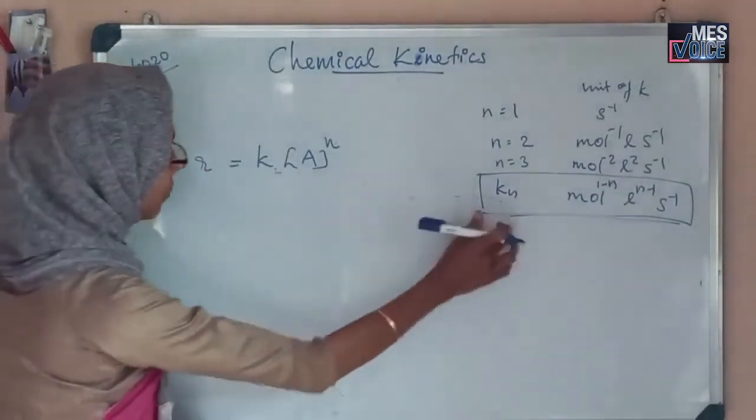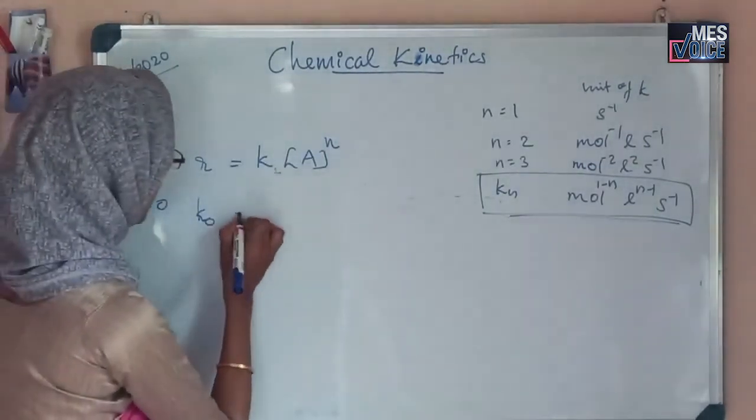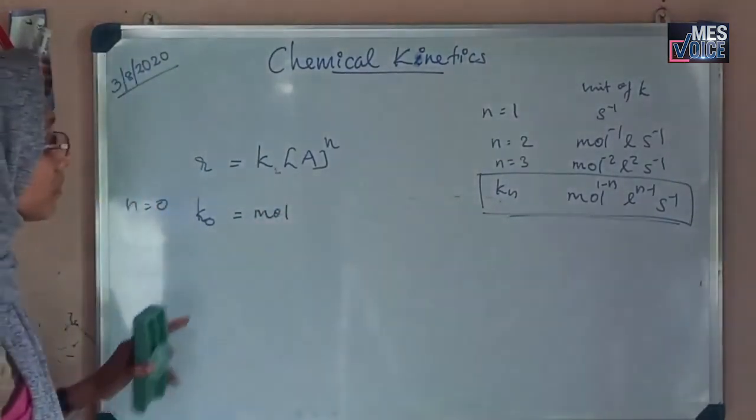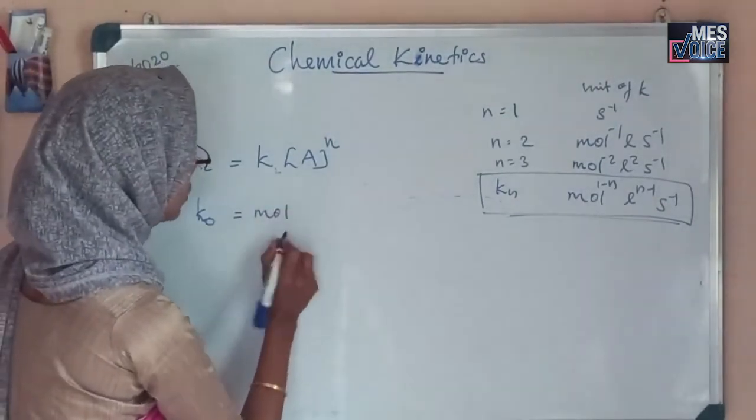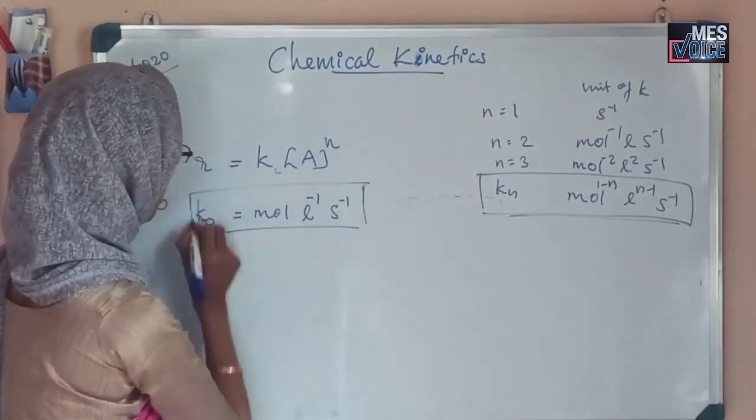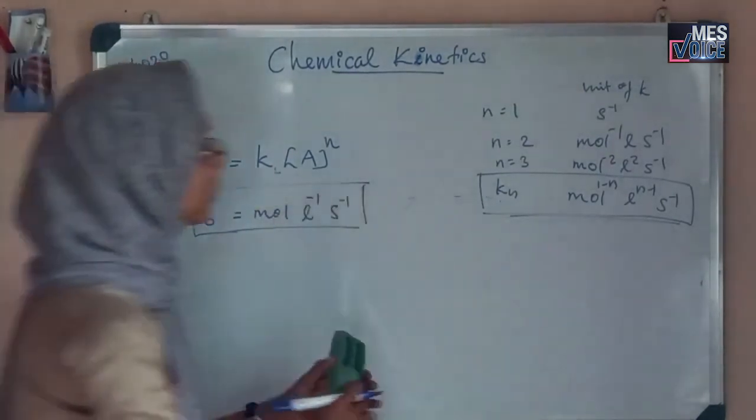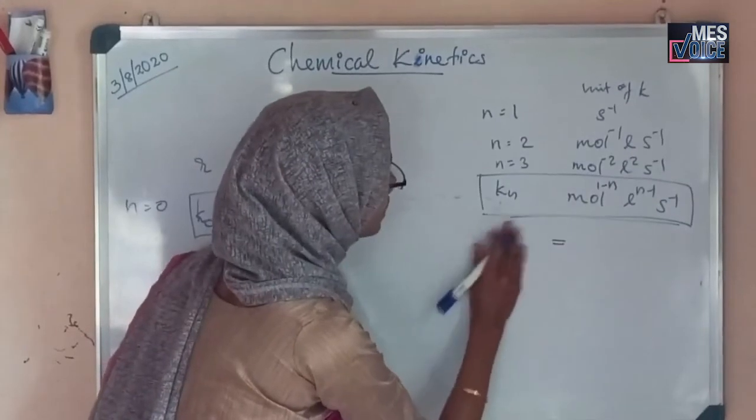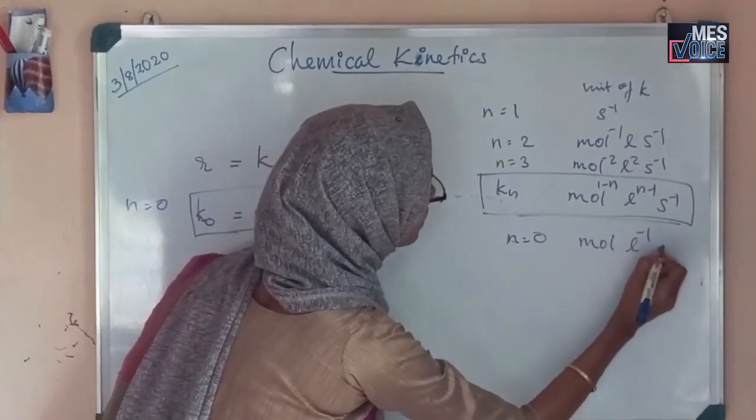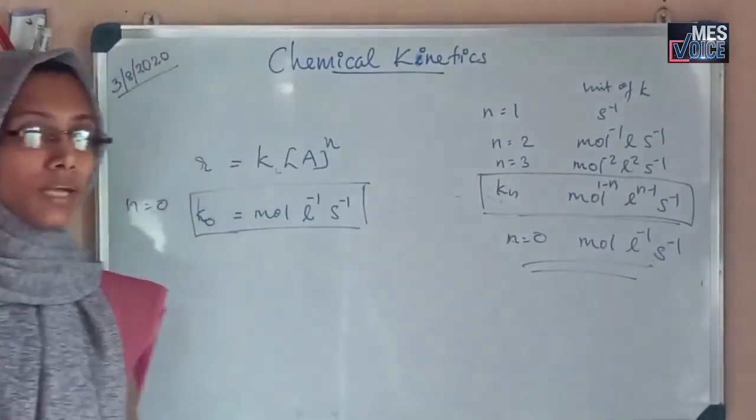Then for a zero order reaction, for n is equal to 0, the unit of k is equal to mole raised to 1, that is mole, liter raised to minus 1 and second inverse. This is the unit of rate constant for a zero order reaction. So for a zero order reaction, the unit of k0 is mole liter raised to minus 1 second inverse. This is the unit of rate constant of a reaction.